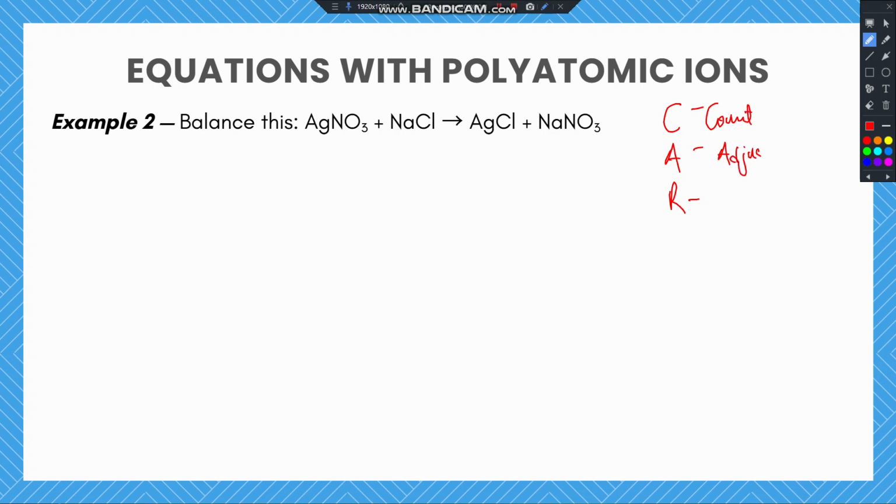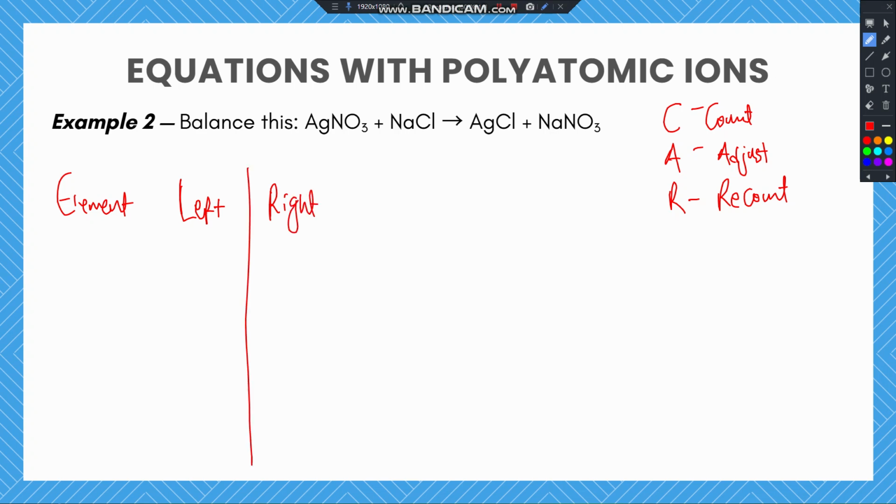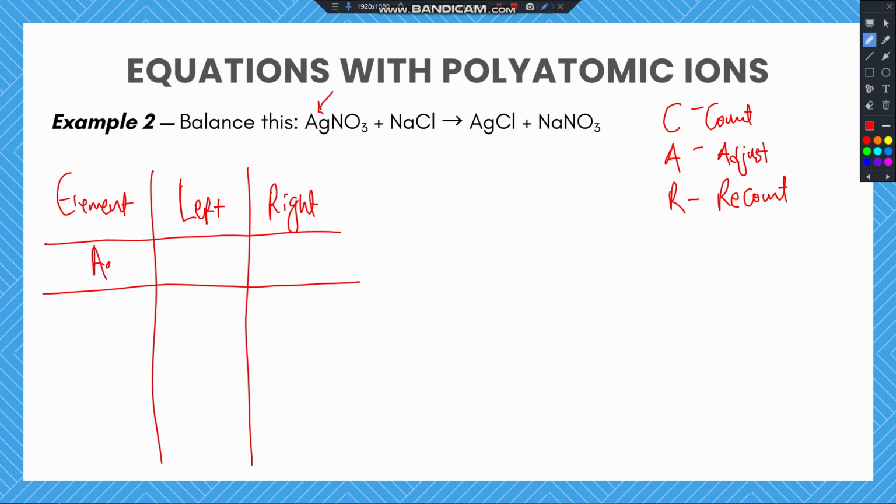Count, adjust, and recount. So the first thing to do would be to write a column for the element, another column for the left hand side, and the last one for the right hand side. So allow me to draw the table. So how many elements can I identify? I have Ag, which stands for silver. I have the nitrate ion NO₃.